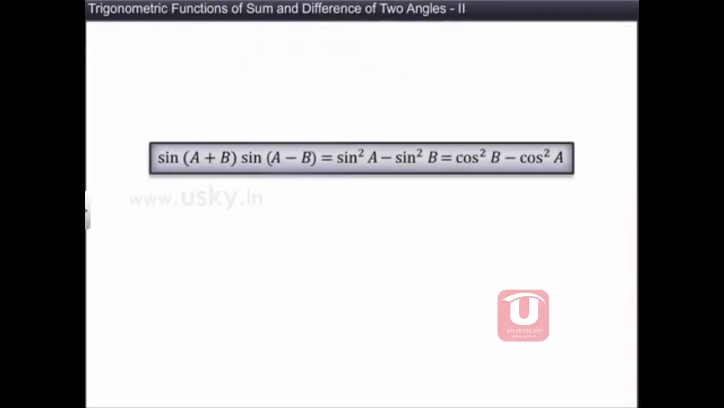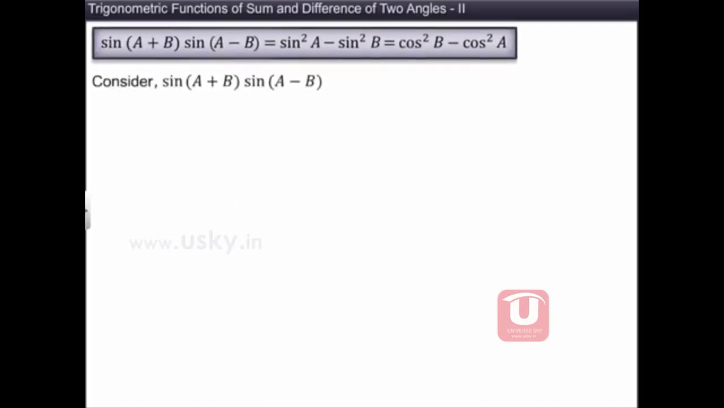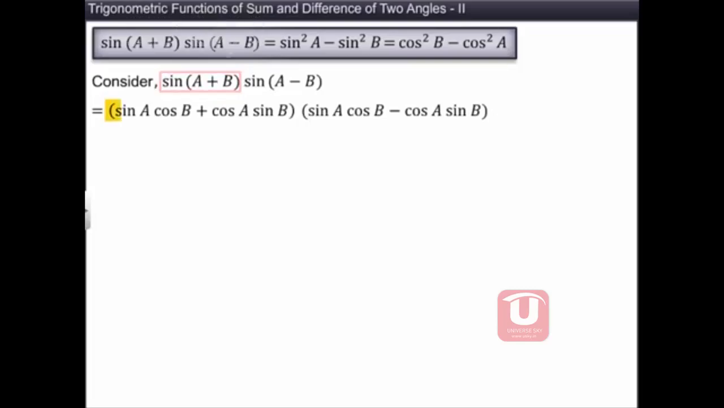Next, let us prove sin of A plus B into sin of A minus B is equal to sin square A minus sin square B, which is equal to cos square B minus cos square A. Consider sin of A plus B into sin of A minus B. Substituting sin of A plus B is equal to sin A into cos B plus cos A into sin B, and sin of A minus B is equal to sin A into cos B minus cos A into sin B.